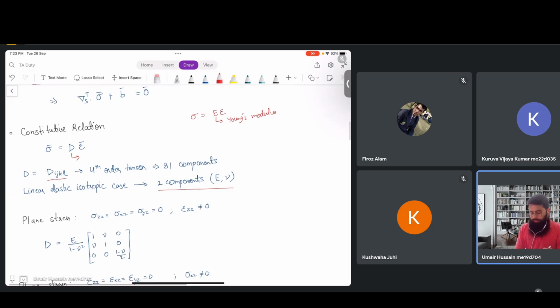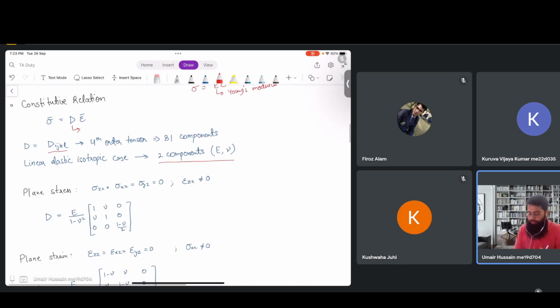Now, to get this D matrix in terms of these two constants, we need to know the condition for this. So first we consider a plane stress condition. It's an assumption. In the plane stress assumption, we assume that the stresses in the z direction are zero. This essentially means that the thickness of the domain is negligible. It's kind of a lamina. So there D is defined by this formula.